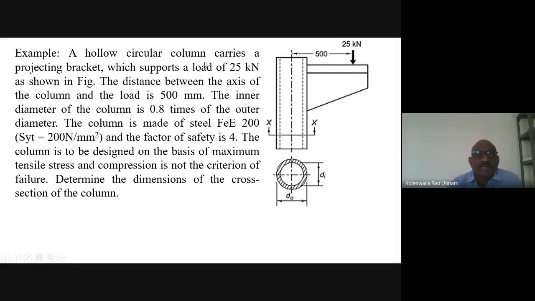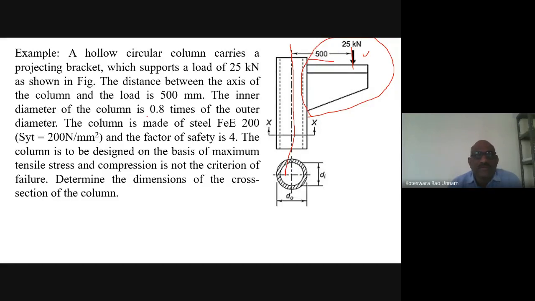A hollow circular column carries a projecting bracket. So this is the projecting bracket, this one, which supports a load of 25 kilonewtons. See, you can see that here. The distance between the axis of the column and the load is 500 mm. So from the axis of the column to the load line is 500 mm.